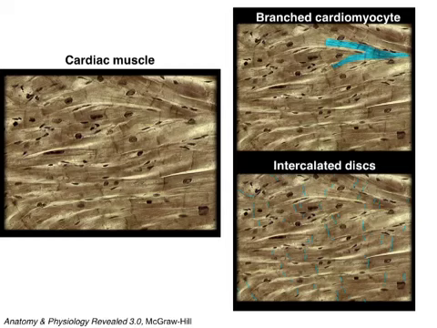This is showing you a view of cardiac muscle under the microscope. Note how it is striated like skeletal muscle. You can't see the striations everywhere, but there are some areas where they're pretty clear, that sort of thumbprint appearance. There, in there, there.